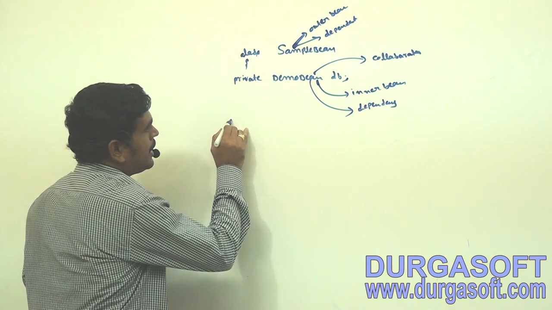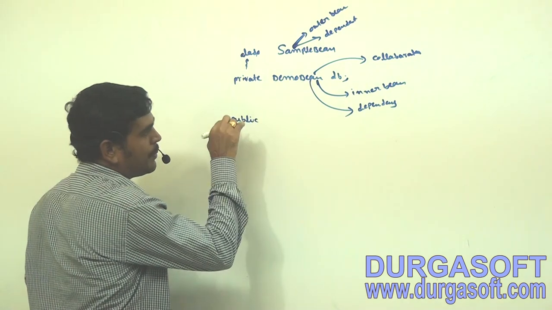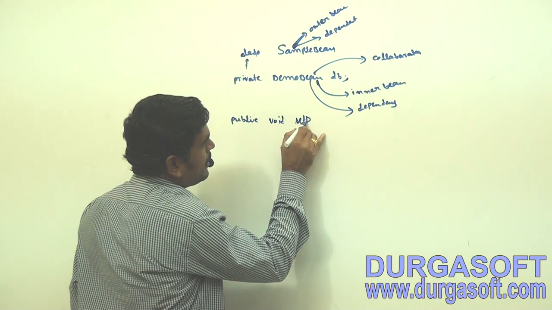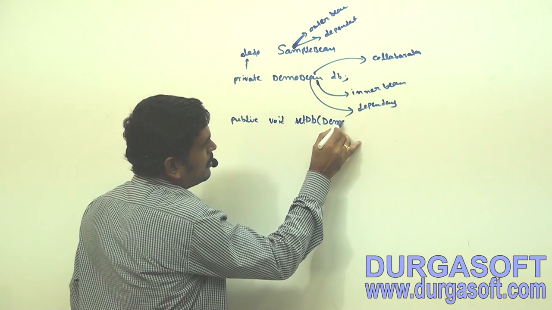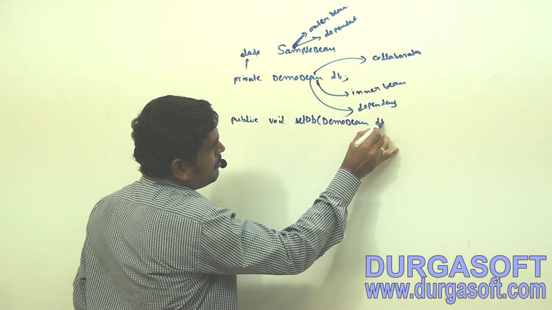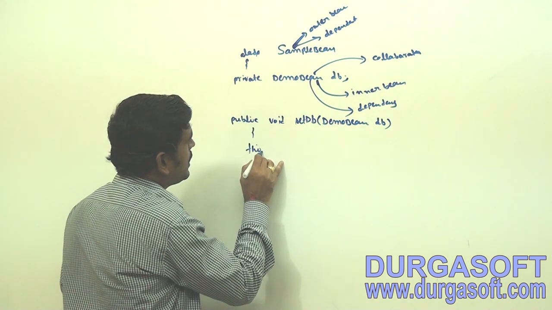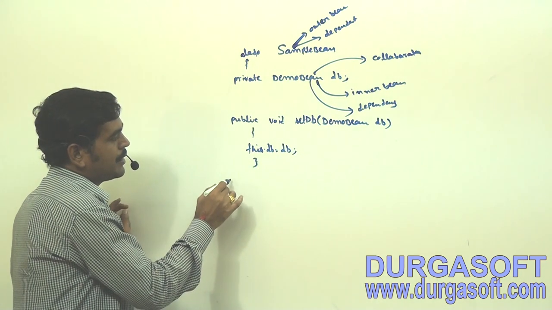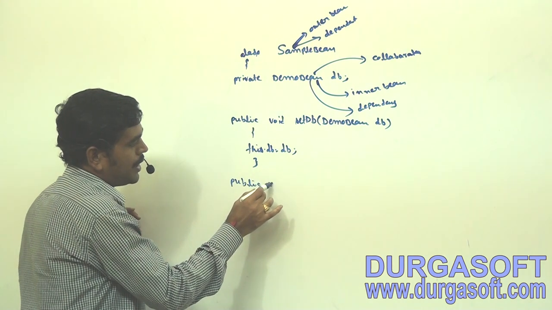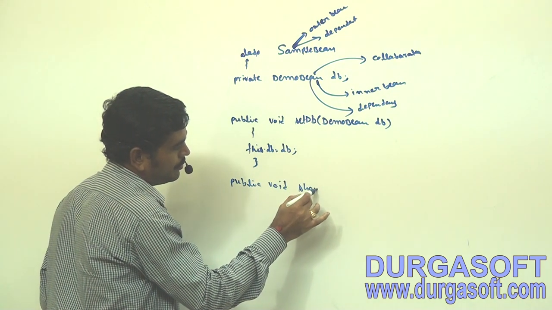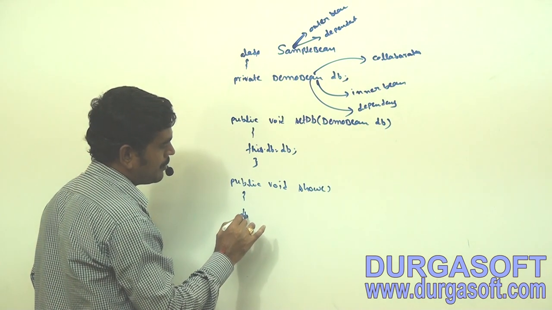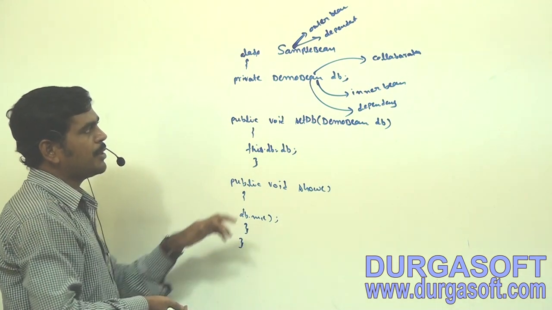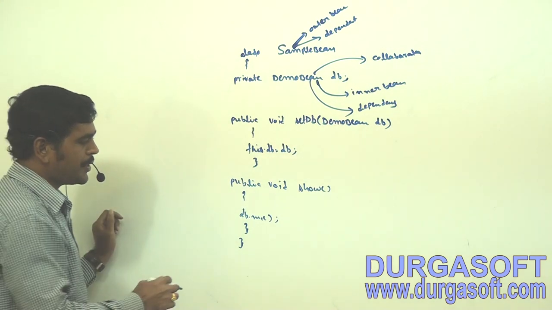After that, we can take the setter method, public, because this is supported by setter injection. Public void setDb, under that DemoBean db. Then this.db is equal to db. Then next, public void show. Under that, db.mn. mn is one of the methods available in the DemoBean class. The DemoBean class we have to design like this.